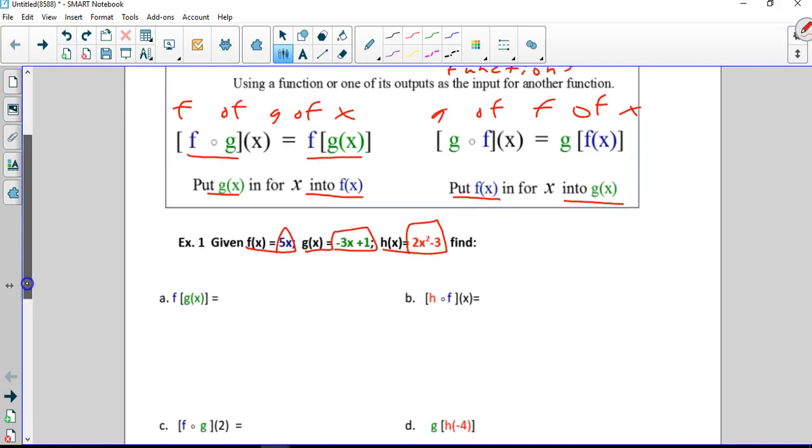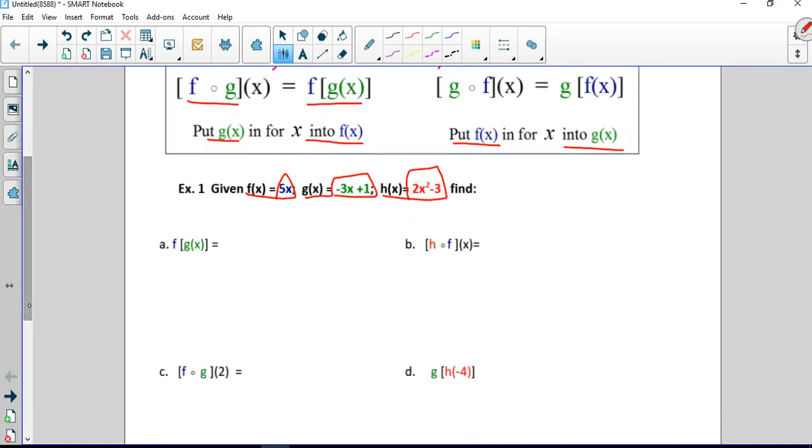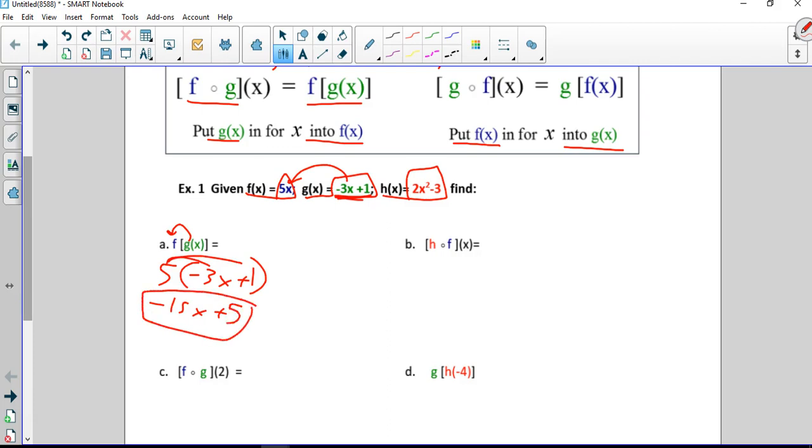So on example A, we have f of g of x. So we're going to put g into f, and it might help to put that little mark. So we're going to start to write f, but we're going to take the x out and put g in there. Negative 3x plus 1. So we've taken g right here and put it in right there. And now you just simplify. Negative 15x plus 5. That's it. It's just another expression. Okay? Not getting an answer, just another expression.